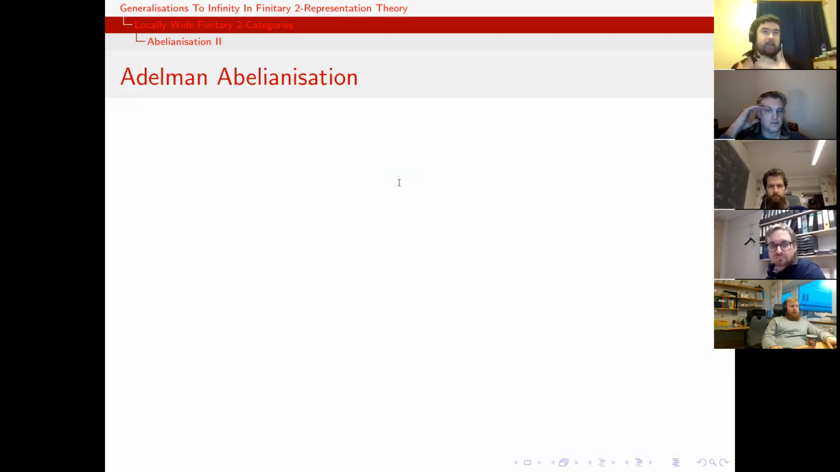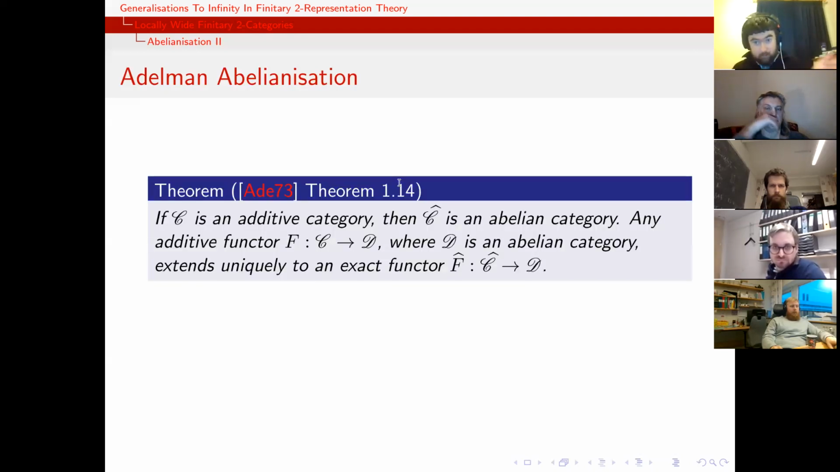And again, technically you have to do some strictness work here for the two category setup. But what is nice about this definition is that for any additive category, this abelianization gives an abelian category. It does not put any more conditions than just the original category's additive. And now if we have an additive functor into an abelian category, this extends uniquely to a right exact functor from the abelianization to D.